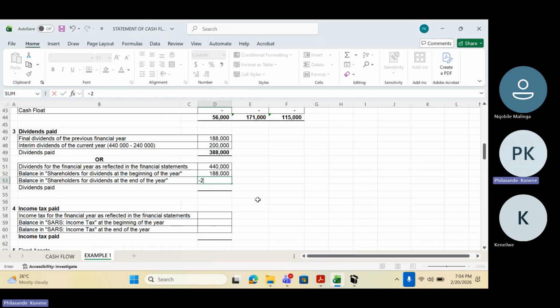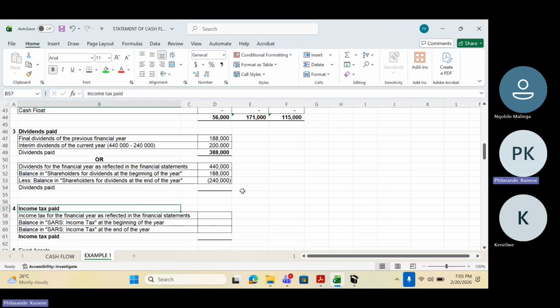And this is going to be separated. We actually have to say less here to show that we are subtracting this one. And then the difference, if I'm adding all these, I still need to get the same amount, which is going to be the dividends paid. Can you guys see the two methods you can use to get your dividends paid?